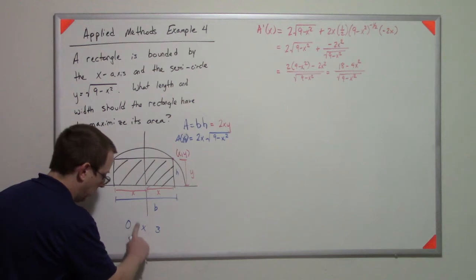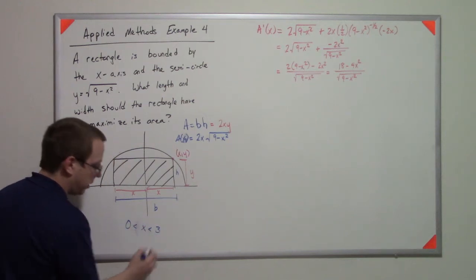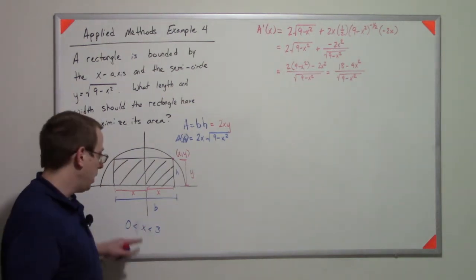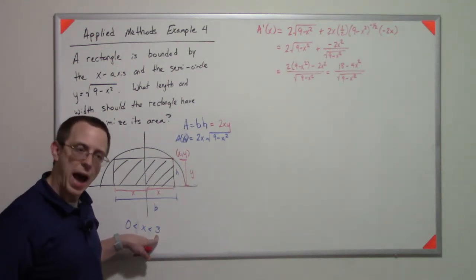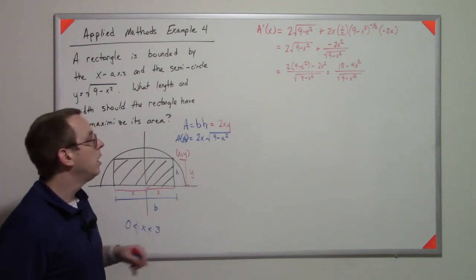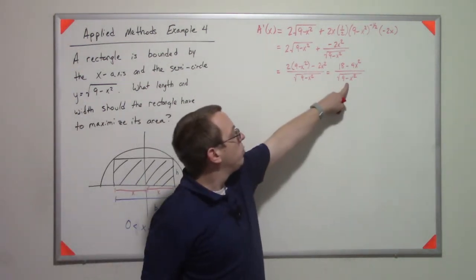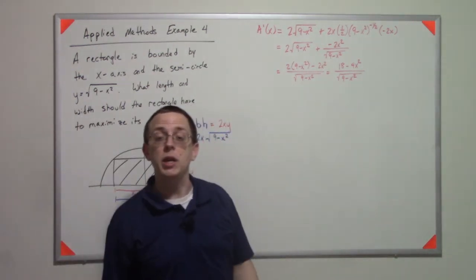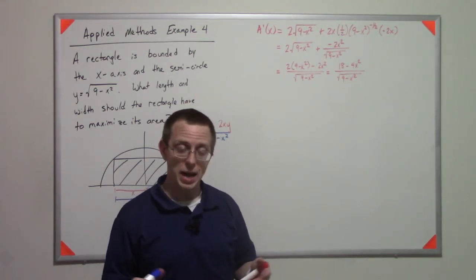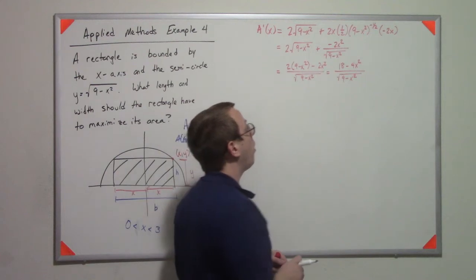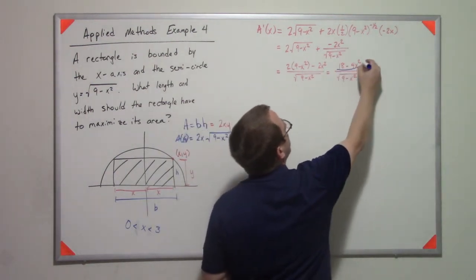The reason why that's important is because it's not even defined out to 3, because at that point you actually don't have a rectangle, you just have a line. That means that plus and minus 3, you don't have to worry about them being critical points because they're not in the domain of the function, which is nice. So all we need to do is solve for where this is equal to 0.